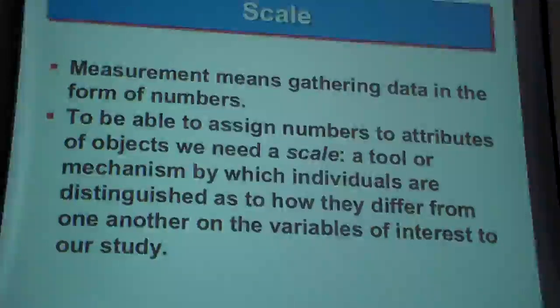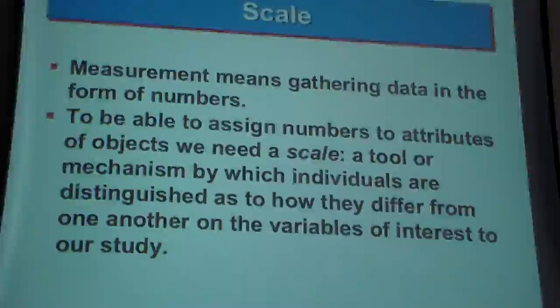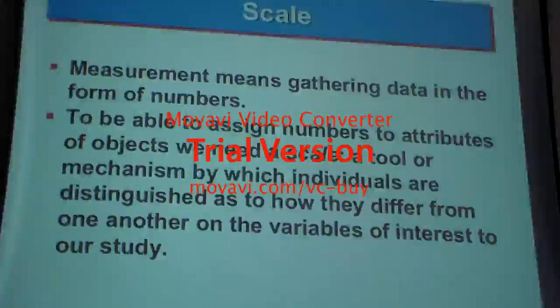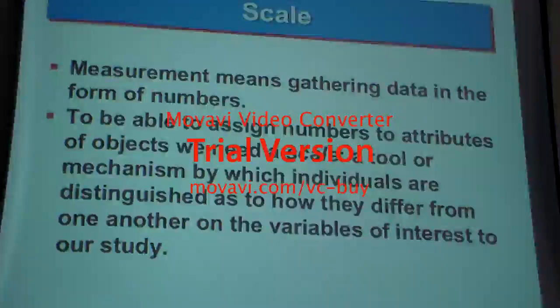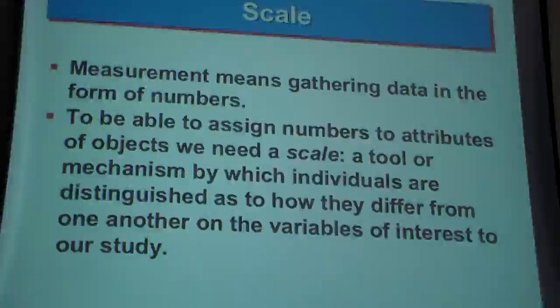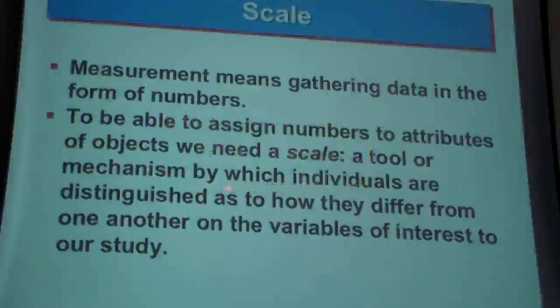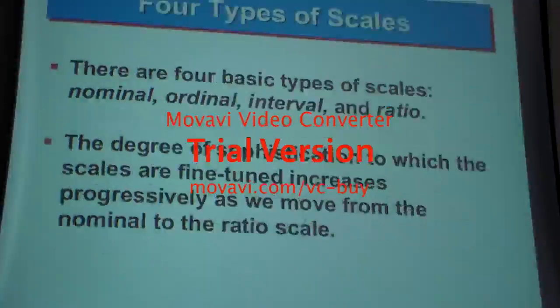For example, if we choose the height or the length, it would now be the variable of interest. We are trying to get the value of length or height. So length is our variable of interest. So the attributes or characteristics are our variables that we are seeking to measure. So again, to be able to assign numbers to attributes of objects, we need a scale, which is a tool, something you can use or utilize, or a mechanism, by which individuals are distinguished as to how they differ from one another on the variables of interest.